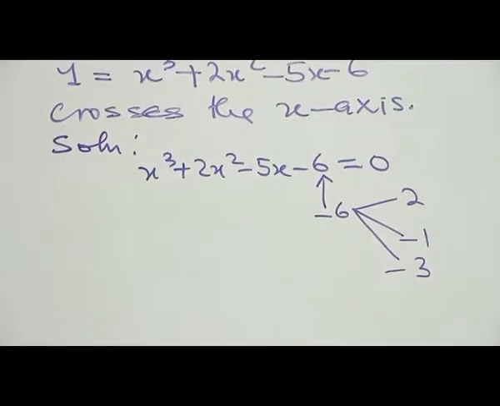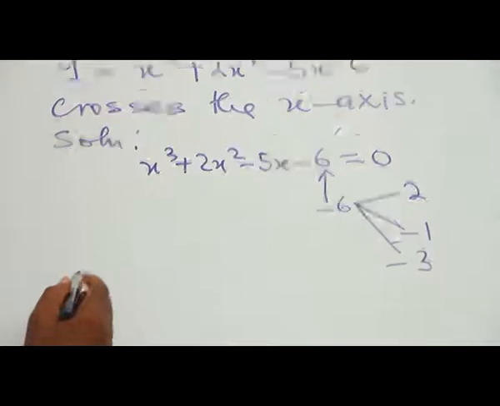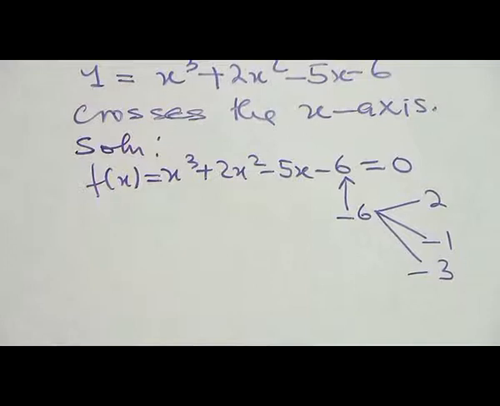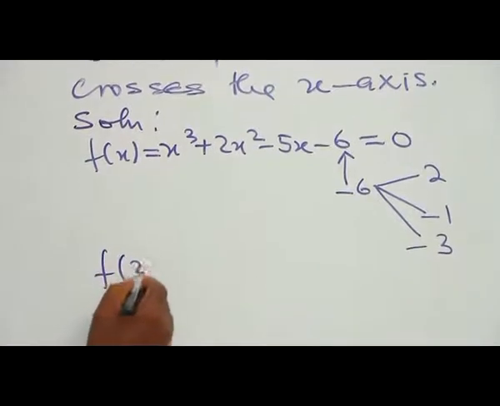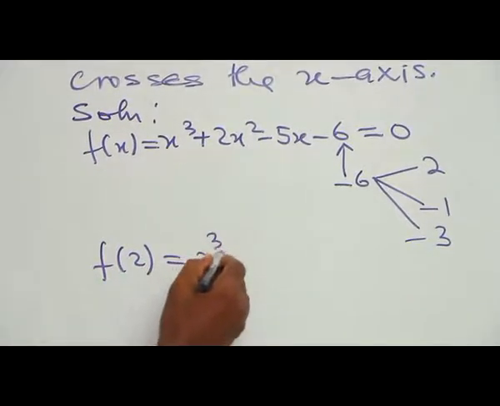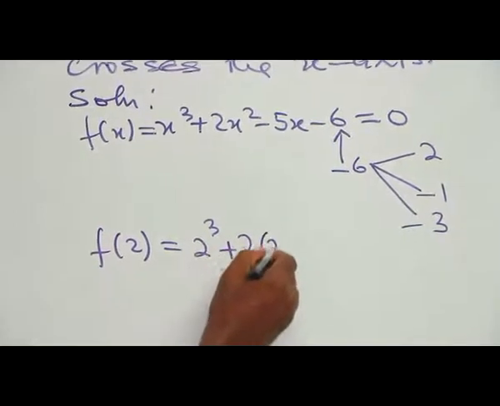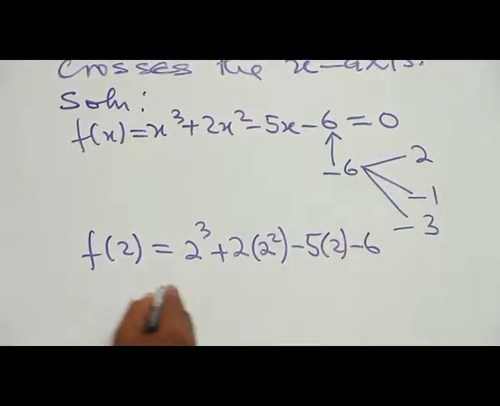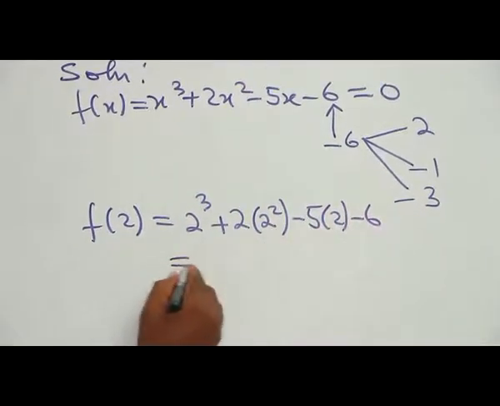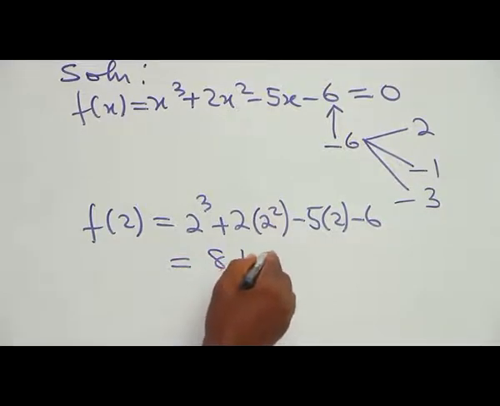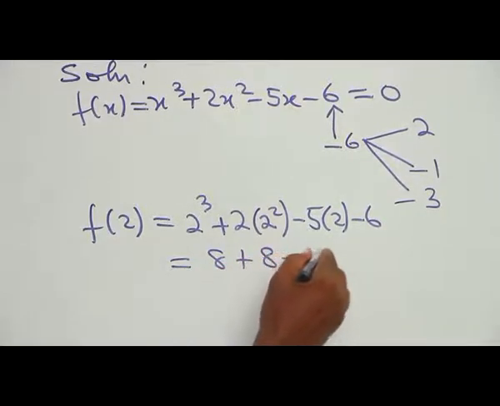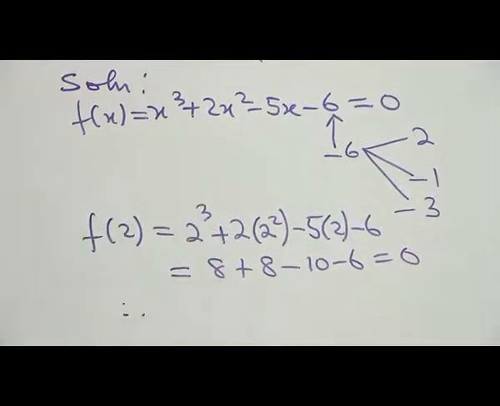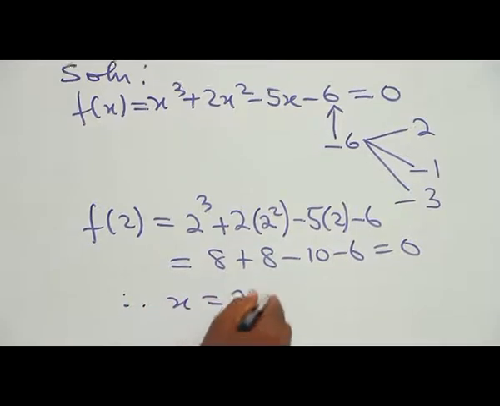Say for example, if we take the first case, we now have that f of s is equal to this. So you now take f of 2 will be equal to 2 raised to the power 3 plus 2 into 2 raised to the power 2 minus 5 times 2 minus 6. When you simplify this, your result is equal to 8 and then plus 8 minus 10 minus 6, and the answer is equal to 0. Therefore, s equal to 2 is a solution.